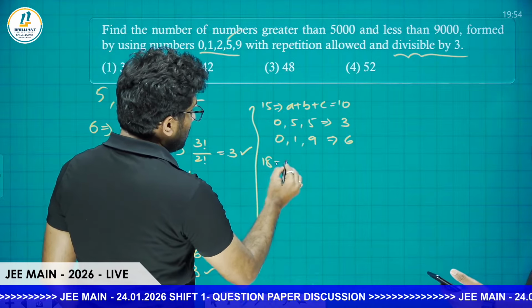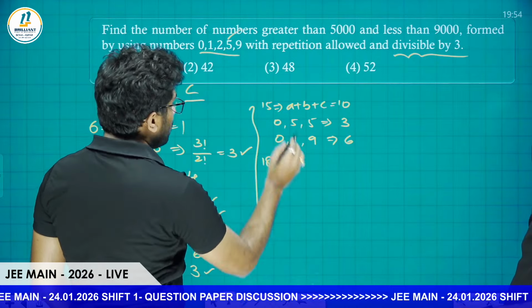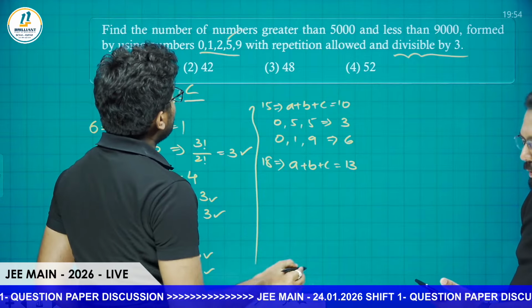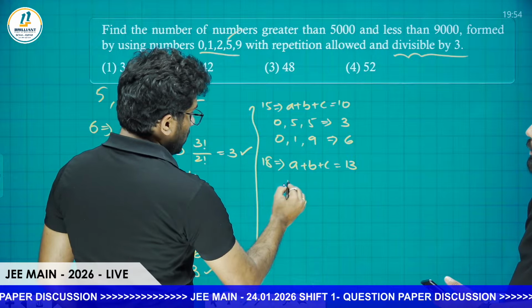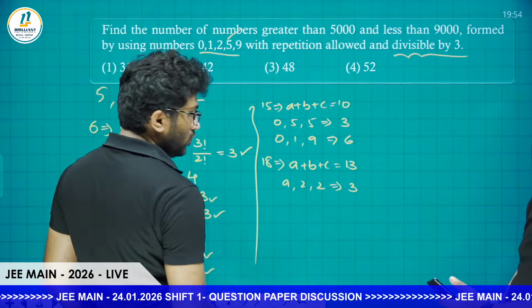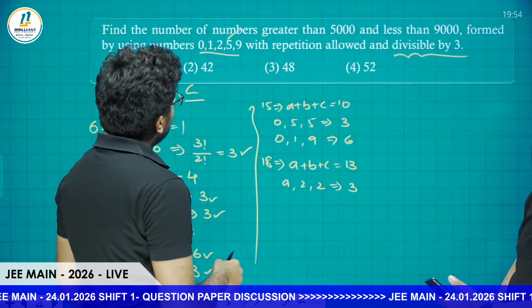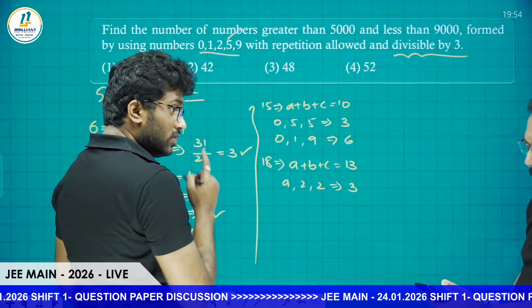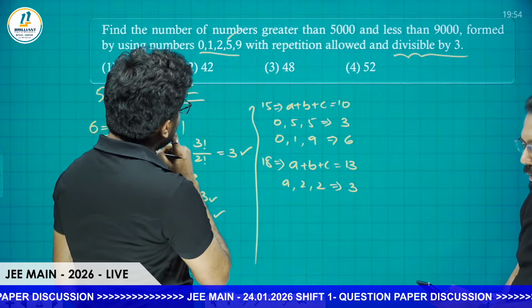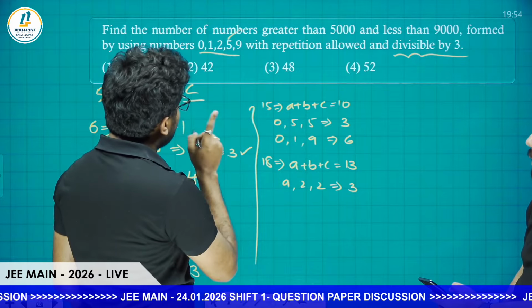15, 18, sir. 18 means already we have 5. So A plus B plus C should be 13. 13 means 9 plus 4. So 9, 2, 2. 9, 2, 2 means 3 factorial by 2 factorial, which is 3 cases. Next, 13: 9 plus 5 is 14, we are getting.